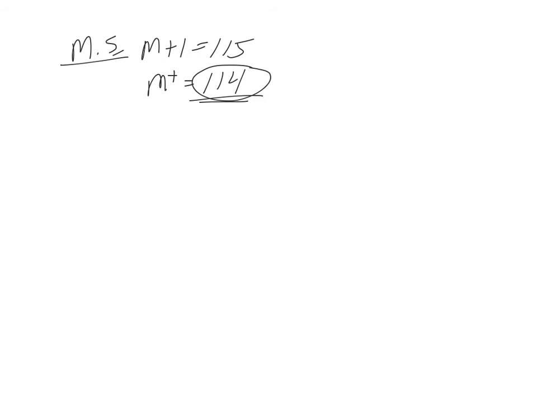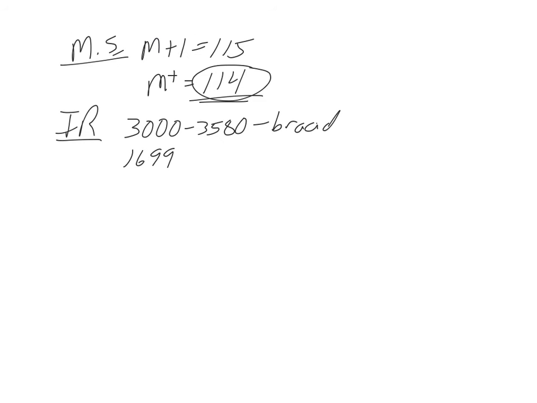Does it have any nitrogens? It could. It would have to be an even number of nitrogens. Remember, 0 is an even number, so it's probably 0, usually. In the IR, it says we have a stretch from 3,000 to 3,580 that is broad. That's interesting, we just talked about that. We have a peak at 1698, and then another one at 981.